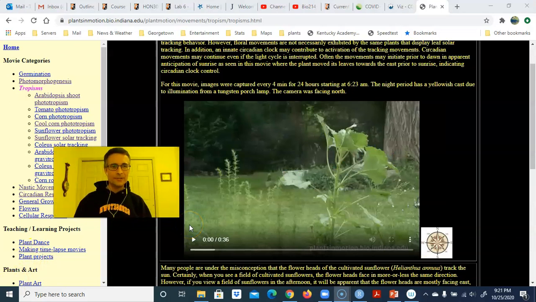This next video shows a similar behavior and tropism in plants, but this one is natural in the sense that it actually occurs in a real environment instead of the artificial lab environment. And this is a sunflower, and we're going to see what our sunflower is doing over the course of a day as the sun passes from one side to the other of this particular field.